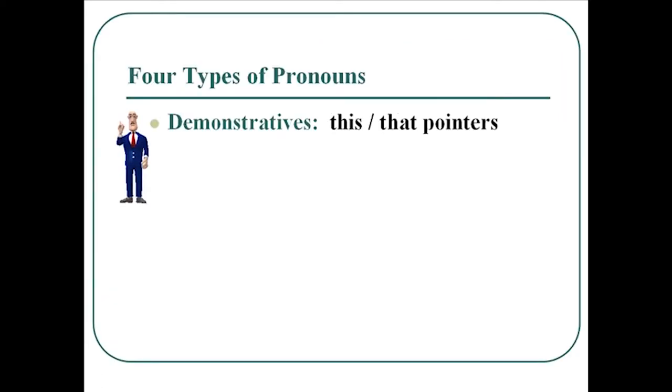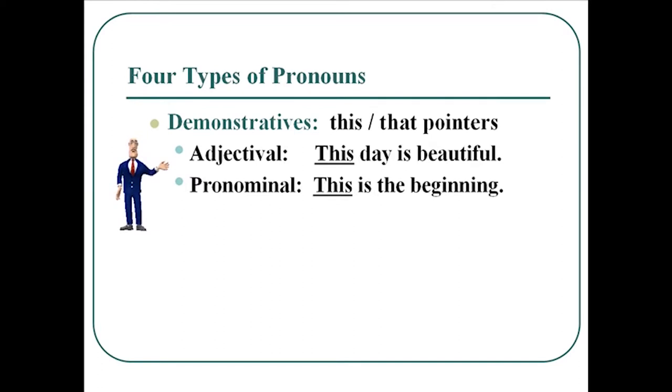Let's begin by scoping out the pronouns in English first. The demonstratives are pointer pronouns. This for something that is close, and that for something that's further away. They basically take two usages. The first is the adjectival use, where the demonstrative pronoun goes with its antecedent, so we have this day is beautiful. This modifies day. Or this book, or this car, or that person. The pronominal use, we can say just by itself, the demonstrative, this is the beginning, and so this doesn't really modify anything in this thing. It takes on a pronominal role and stands by itself.